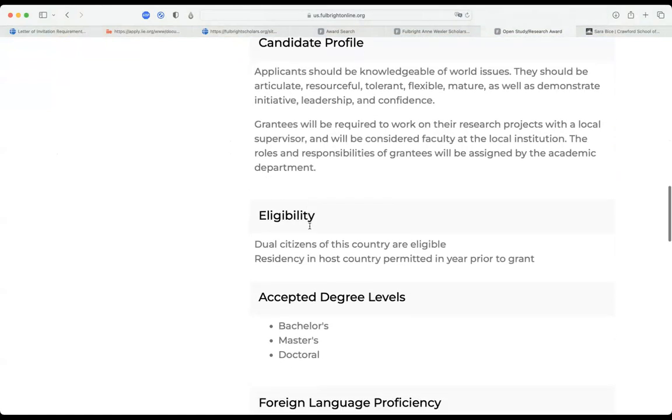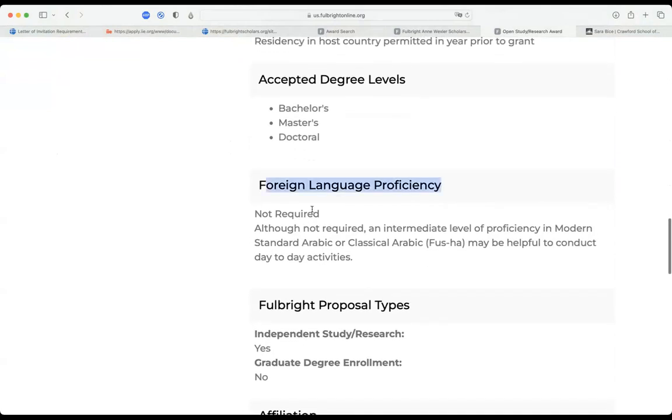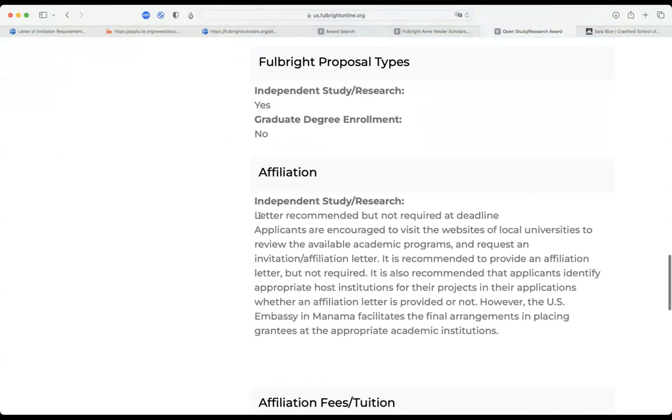And if we look at the requirements here, it's helpful to have some fluency in Arabic, but it's not required. And then we have a letter recommended, but not required at deadline. So when they say that, I would strongly encourage you to look for a letter because that is very helpful. They realize that this may not always be the case, but if you can get it, it improves your application. It was generally rated more strongly because people there are saying, hey, we would like this person to come.